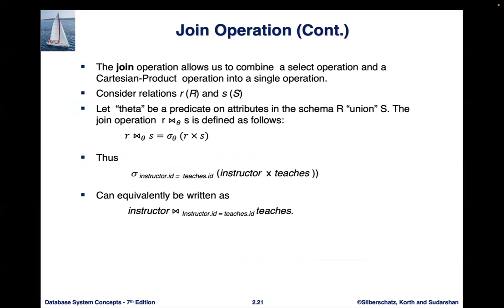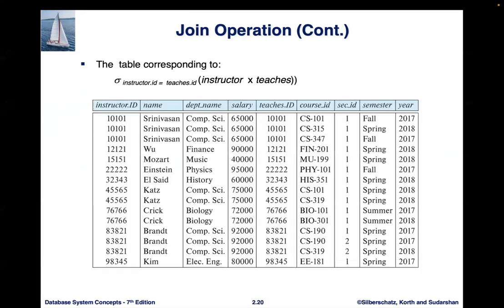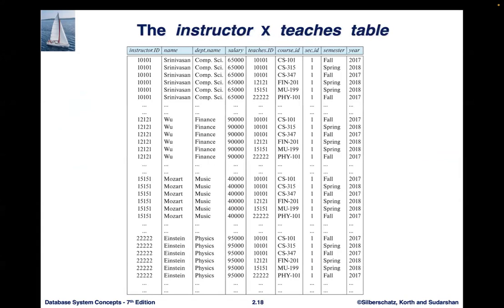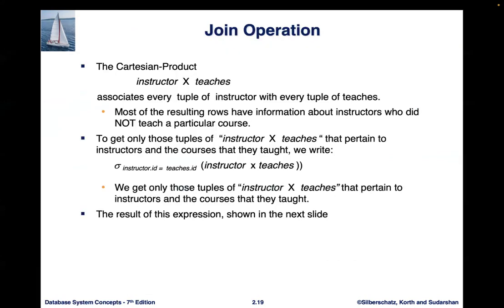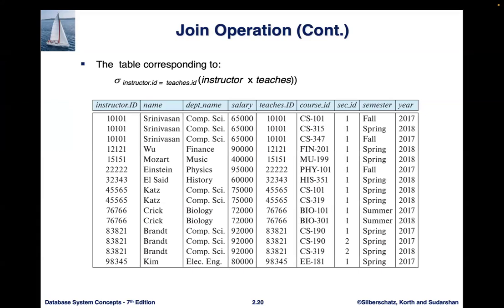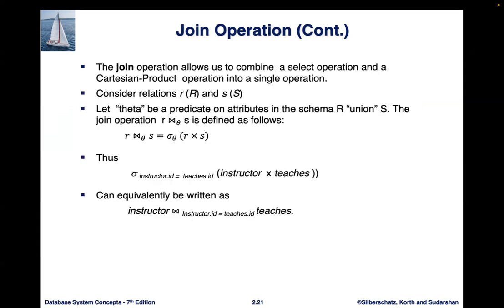So join operation, we saw how the Cartesian product is done with instructor and teachers, where we get a lot of data. Just a quick review, and it doesn't make sense. For example, Srinivasan doesn't teach Fin 201 because teacher's ID and instructor ID don't match. So the Cartesian product gives us all the combinations. From there, we did a join operation where we said, select all those where instructor ID and teacher's ID are the same. Then the Cartesian product gives a table that makes more sense, where instructor ID and teacher's ID are the same.